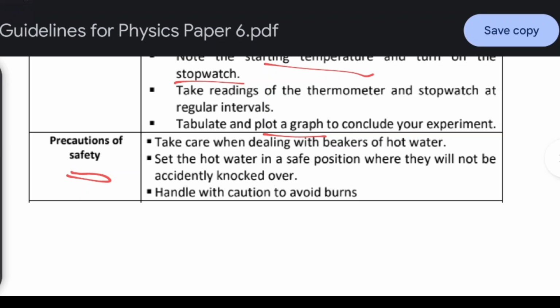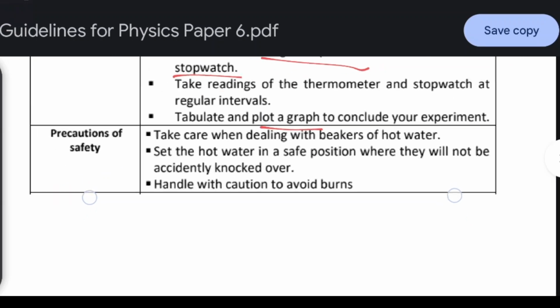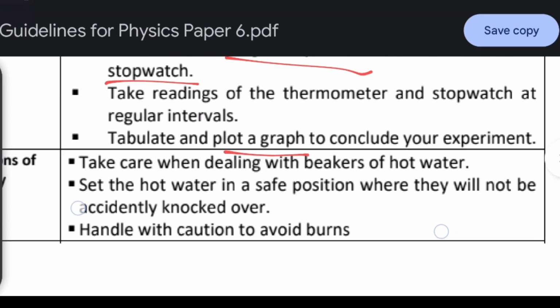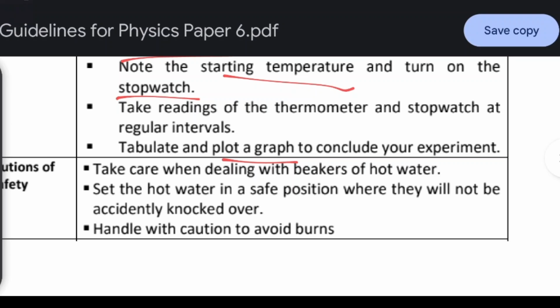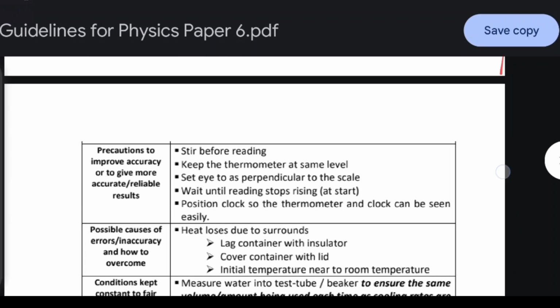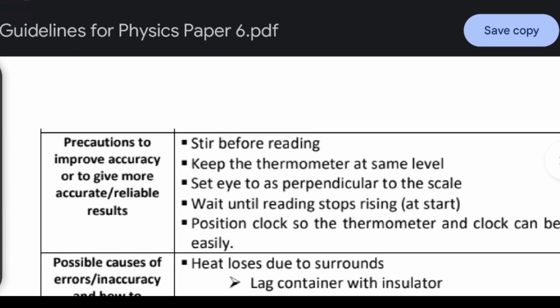Now, precautions and safety. Take care when dealing with beakers of hot water, because it's hot. Set the hot water in a safe position where it will not accidentally be knocked over, because it can harm your body. Handle with caution to avoid burns. Of course, it's hot, so it can cause burns. Now, this was already discussed: you should stir it before reading. We discussed it in our previous video, I remember.